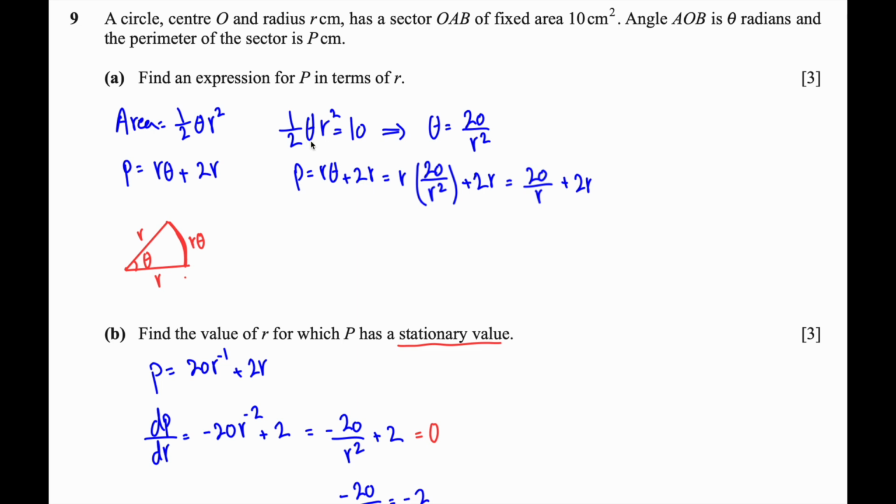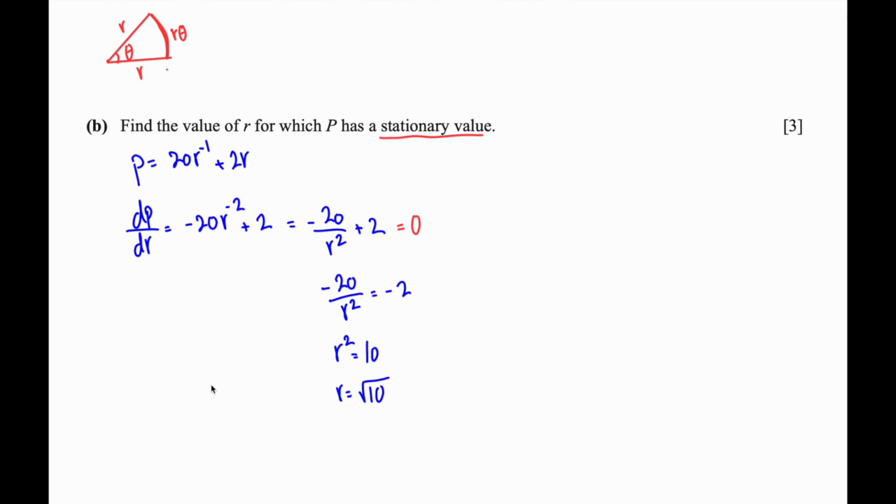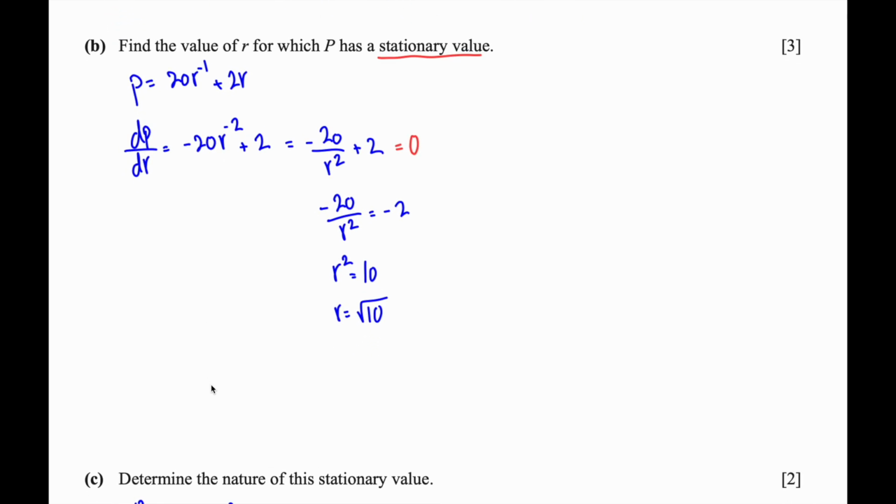So from the first equation I obtained up here, I can make theta the subject of the equation, which is 20 over r squared. You just go back here, replace theta with 20 over r squared, which results in 20 over r plus 2r. In part B, I have to find the value of r for which P has a stationary value. And as you all know, in order to find the stationary value, I just have to take derivative and put it equal to 0.